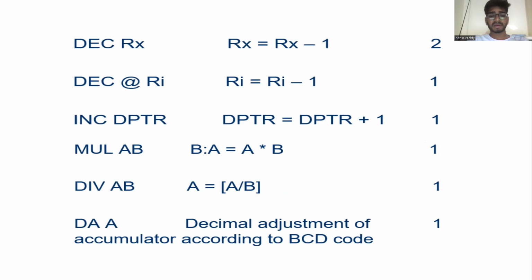INC DPTR. The data pointer is incremented by 1 and stored in the same register and its byte is 1. And MUL AB, where the multiplication of A and B is stored in the accumulator A. DIV AB, where A is divided by B and the result is stored in the accumulator A. And DA A, decimal adjustment of the accumulator according to BCD code, and its byte is 1.